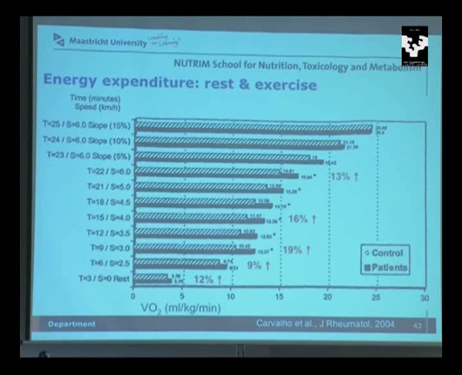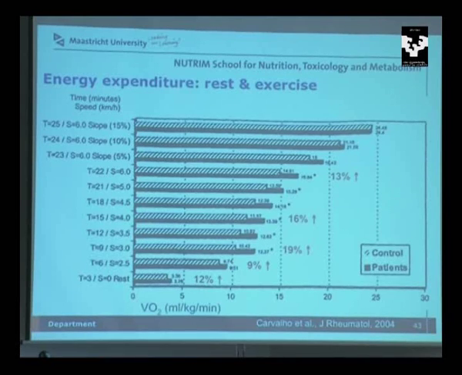And if they start walking on a treadmill, and the speed of the treadmill is increased, and here the slope of the treadmill is also increased. Oh, sorry, this is the speed. Anyway, with increasing exercise intensity, you see up to 19% higher energy expenditure in patients. So the disease itself is causing quite a big increase in the energy requirement of these subjects.